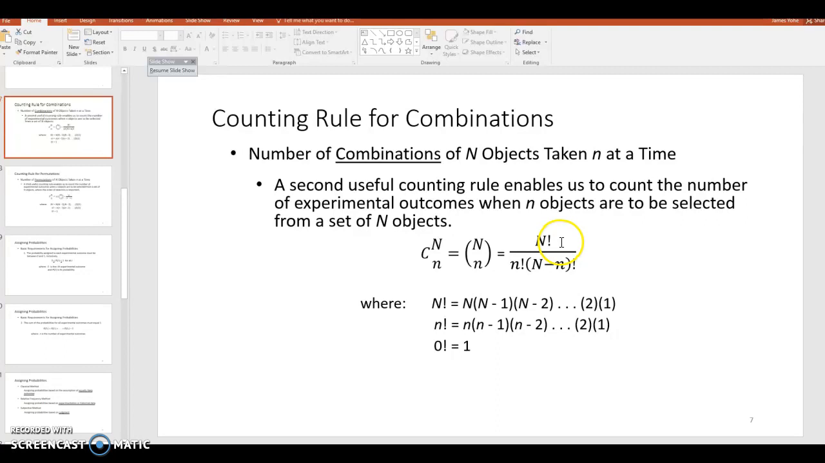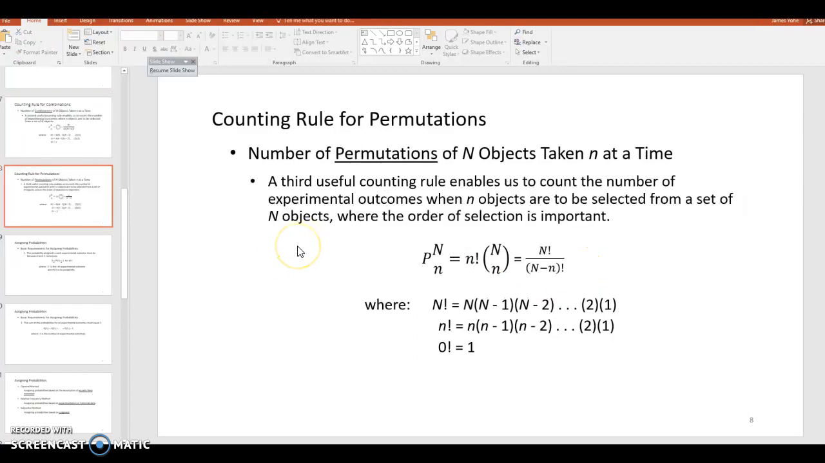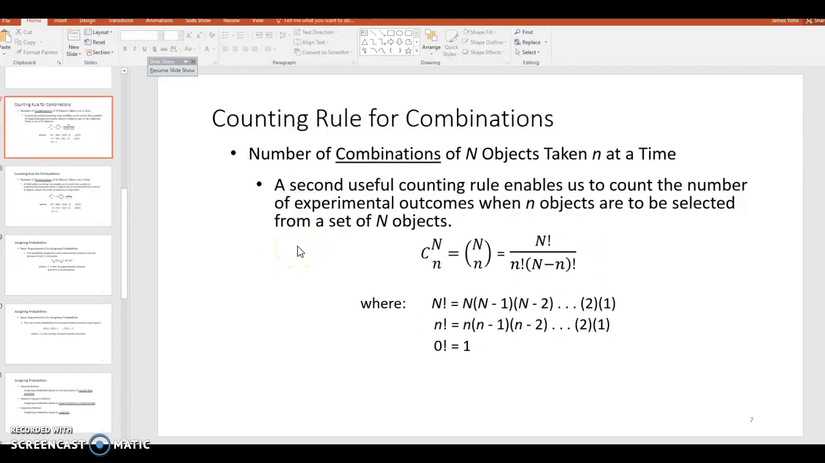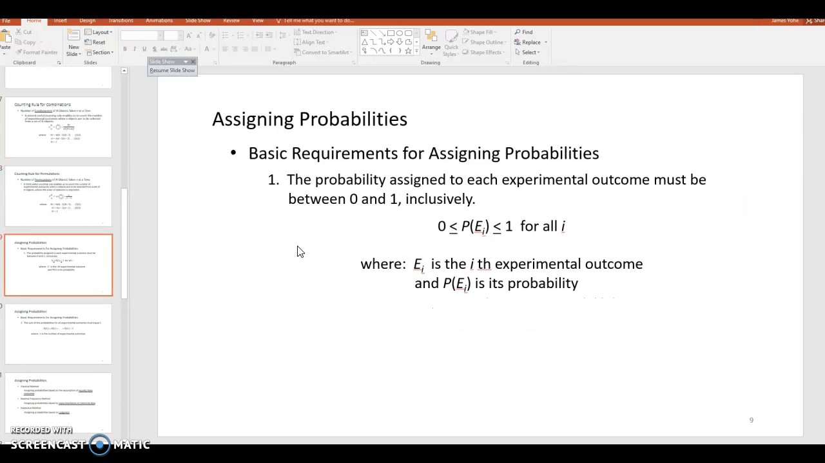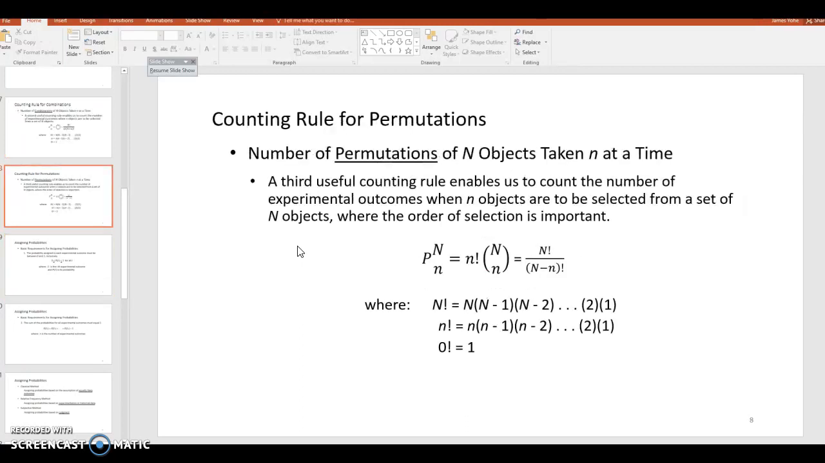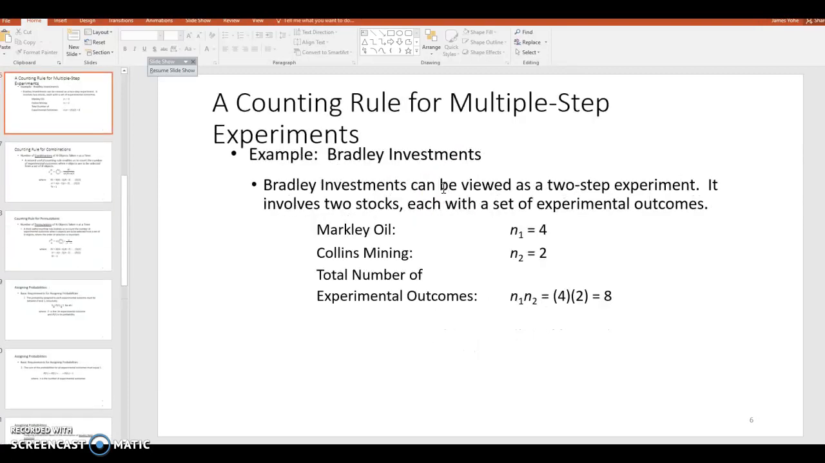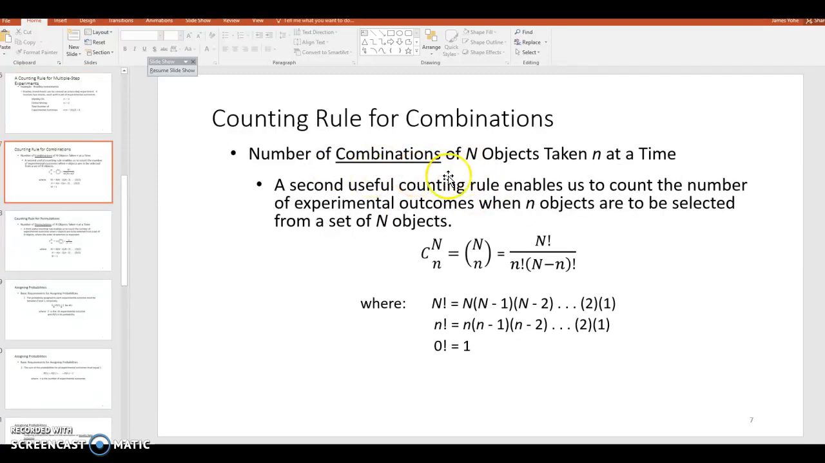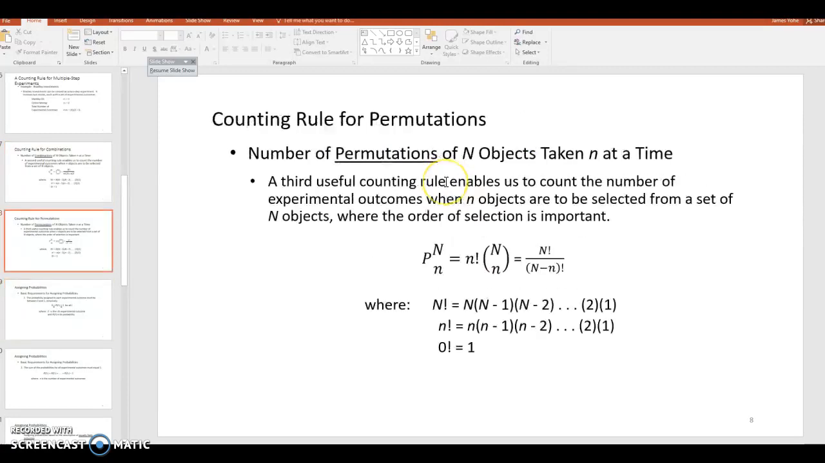You can see n factorial over little n factorial times big N factorial minus little n factorial. For combinations, order does not count. For permutations, order is important. Big N factorial divided by big N minus little n factorial. You're going to have more permutations than combinations because here order doesn't matter. Here it does.